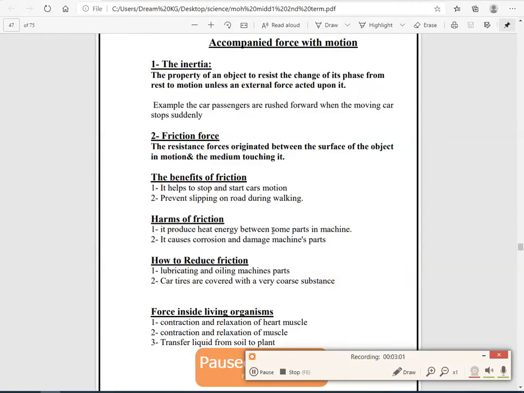You also have to know that car tires are covered with a very coarse substance so as to increase the friction force. The car tire has coarse material to increase the friction force, like our shoes.